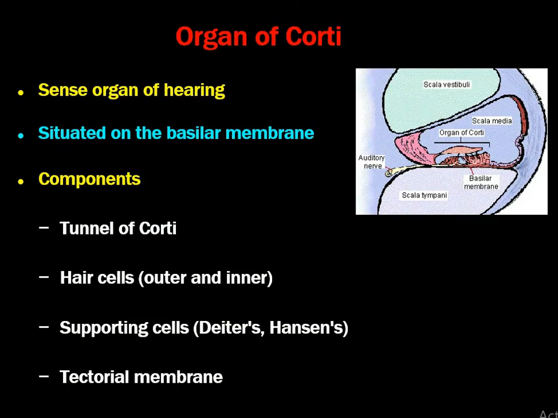Organ of Corti might be asked in the exam as a short note. This is the sense organ of hearing and which is situated on the basilar membrane. So this is the basilar membrane where the organ of Corti is situated. The components of organ of Corti are: one is tunnel of Corti between the inner and outer hair cells, then hair cells, outer and inner hair cell bundles, supporting cells like Deiters' and Hensen cells, and tectorial membrane. So when there is flow of endolymph or perilymph and when there is distortion movement of the tectorial membrane, then hair cells will move and there will be generation of the action potential that will be transmitted as the electrical impulse to the brain through auditory nerve.